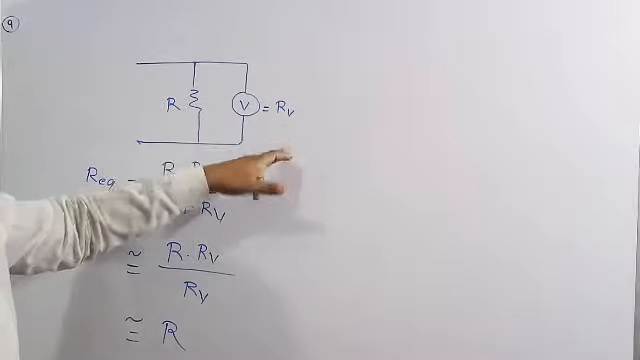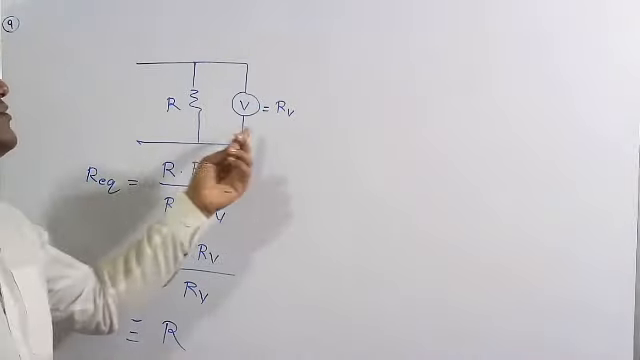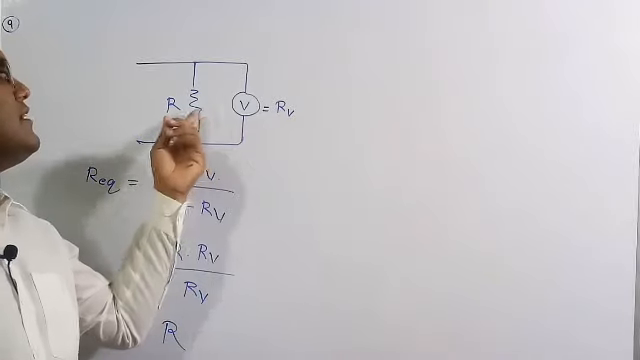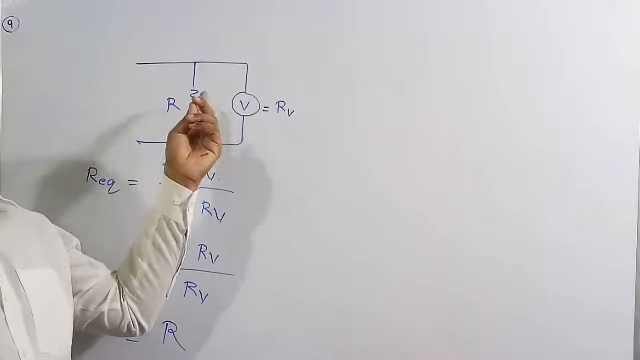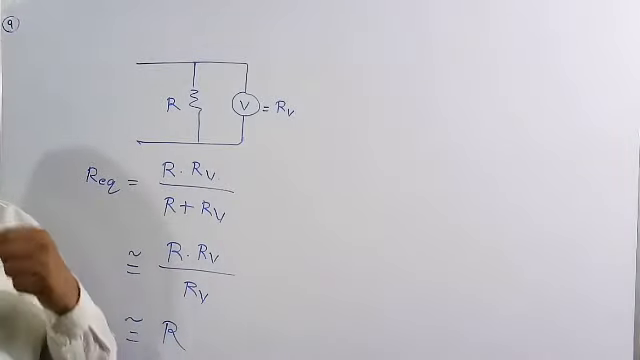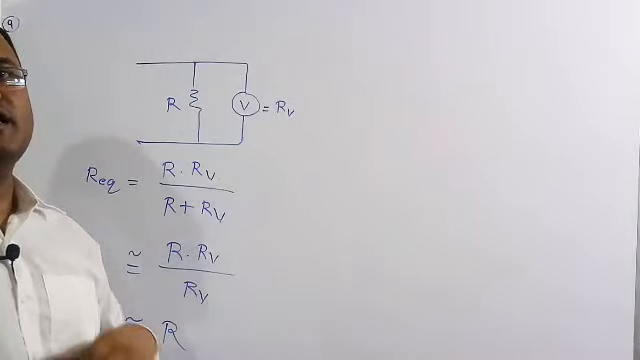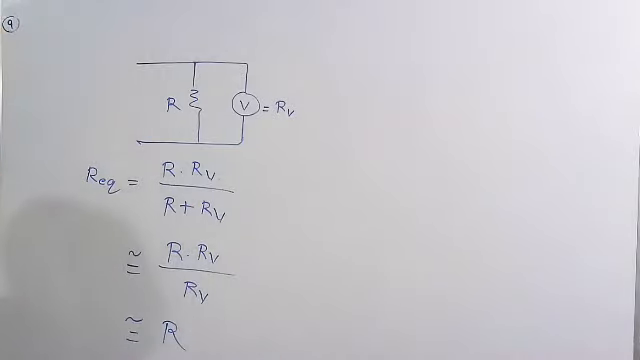If there is a loading effect, the net resistance will be very low, and if there is no loading, the same resistance will be there. That is the reason an electronic voltmeter has large input resistance. That is why there is no loading effect when we connect an electronic voltmeter to any circuit.